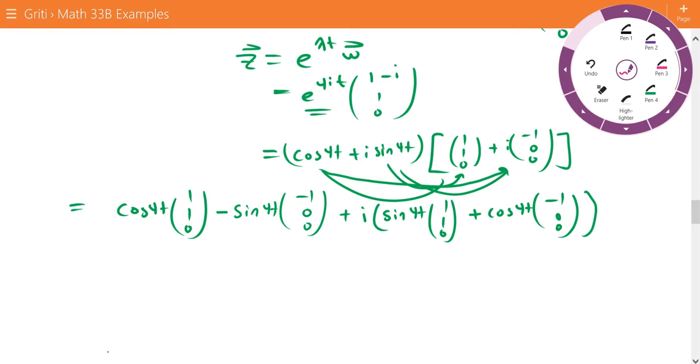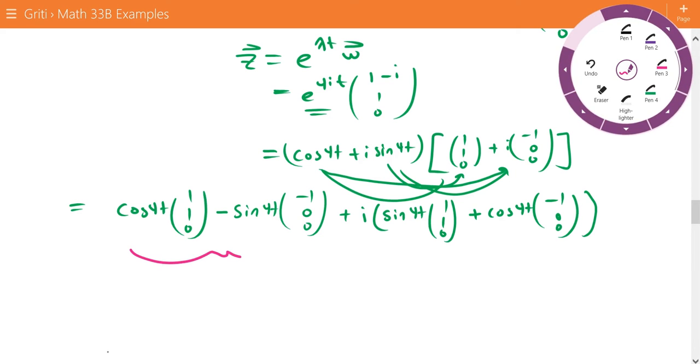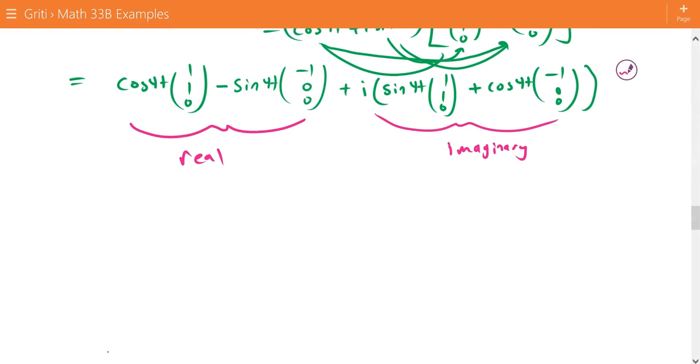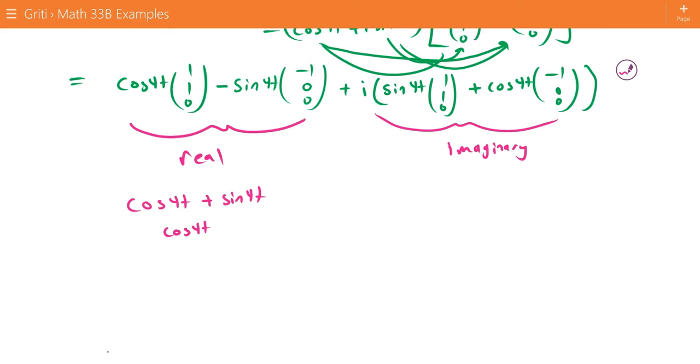So you can see right here, this is the real part of the solution, and this is the imaginary part. So the real part we can write as cosine 4t plus sine 4t, just multiplying these components. Cosine 4t minus 0 sine 4t, and then the last component is just 0.